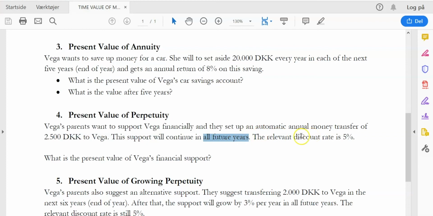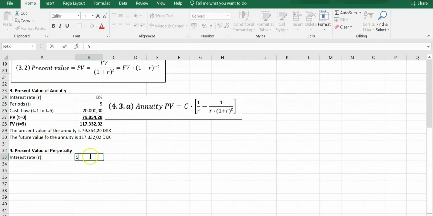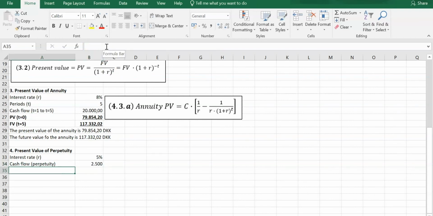So let's just get the information into the sheet. We have the interest rate, that was 5%, and we had the cash flow, and that is a perpetuity cash flow. So I can write cash flow in perpetuity like that, and that was 2,500. That is actually all the information we need to find the present value at time 0. You can see here we have no growth.